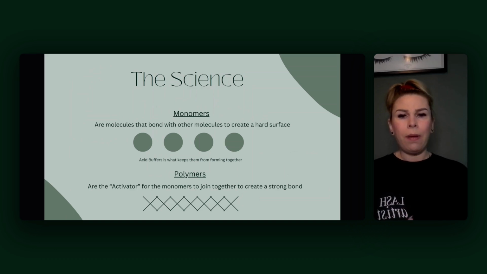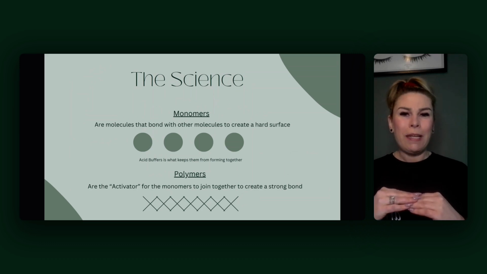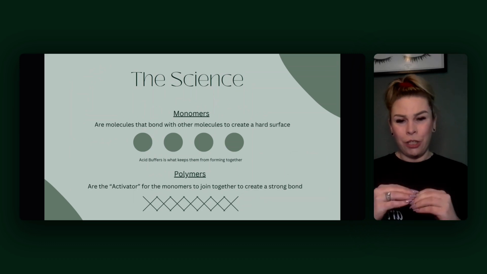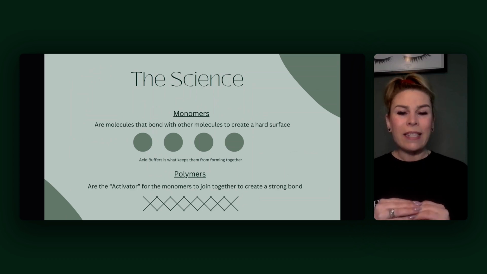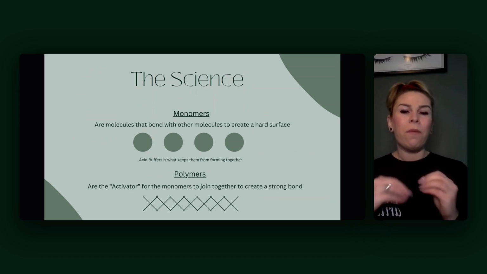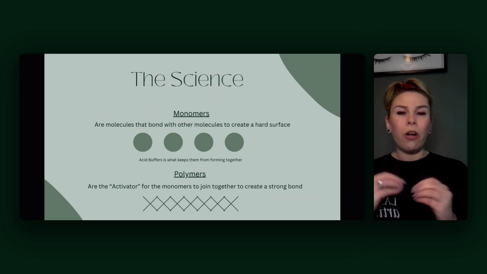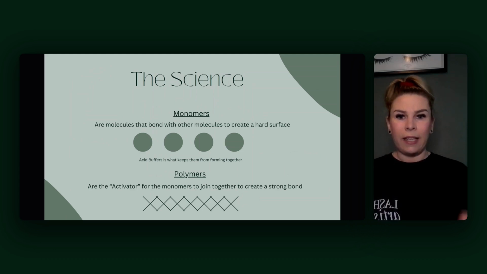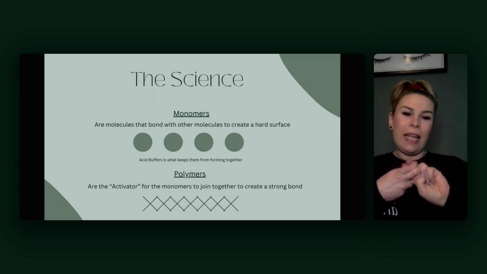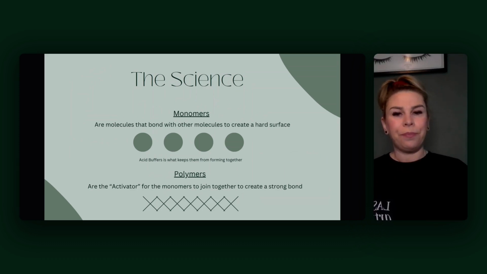Okay, so just a recap with the science behind the cyanoacrylate. Monomers are the molecules that bond with other molecules to create that hard surface, meaning the dry lash glue. Okay. And acid buffers is what keeps them from forming together. So our glue is already acidic. Okay. Polymers are the activator for the monomers to join them together and create that strong bond.